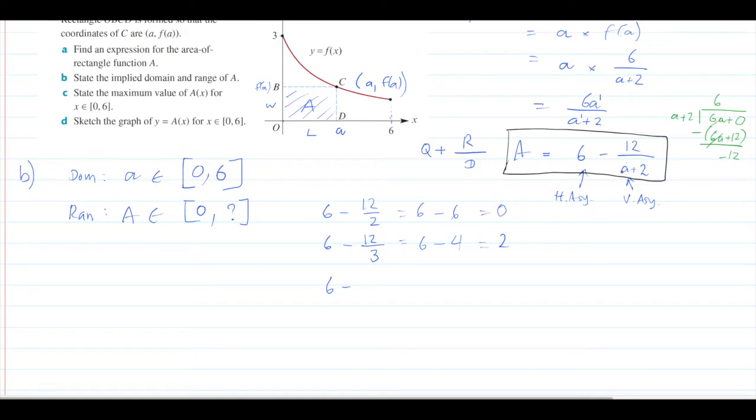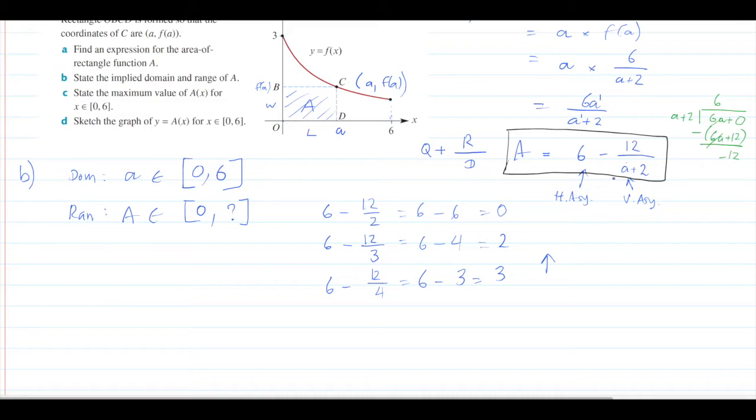So let's try 2. So that means if I sub in A equals 2, 2 plus 2 is 4. So I get 6 minus 3. And you can see that as your A keeps getting higher, your area actually keeps increasing. So, 0, 2, 3, and if you keep subbing in, you'll get an increase in area.